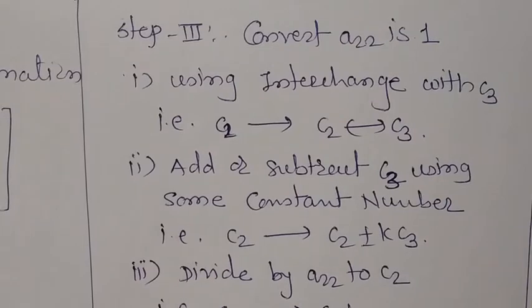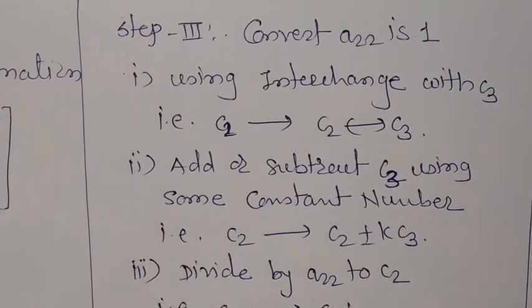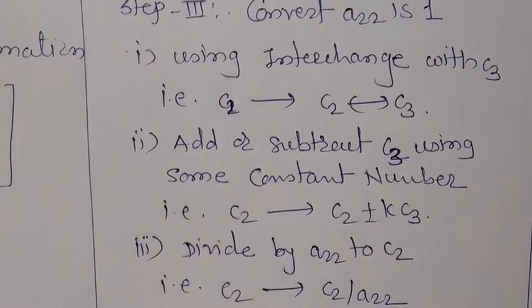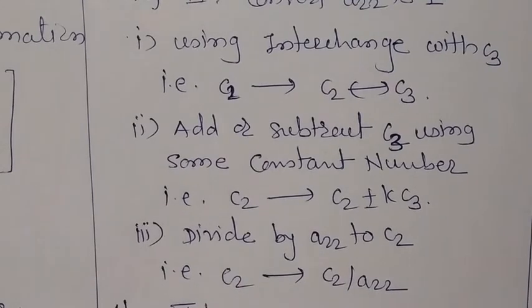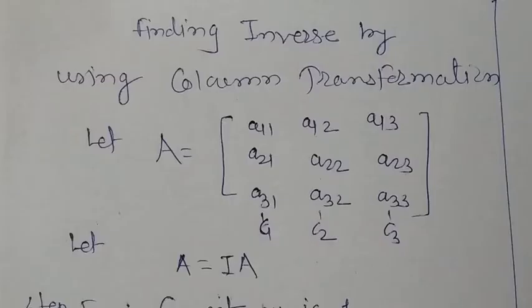In step 3, convert A22 to 1: using interchange, C2 interchange with C3, or add or subtract C3 using a constant number, that is, C2 plus or minus K of C3, or if both fail, then divide by the same number, that is, C2 divided by A22. Now step 3 is completed. After step 3 is completed, we have A22 as 1.